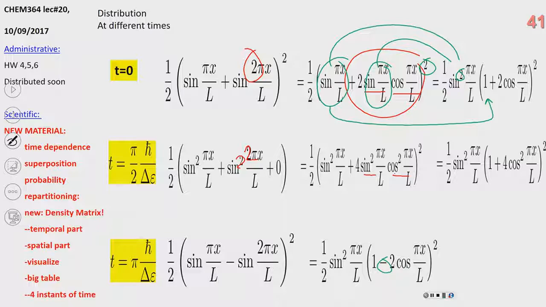And in the middle, can we do similar tricks? Well, we do see the common factor that we can put outside of the brackets, which is sine squared. And in the brackets will be 1 plus 4 cosine squared. Okay?